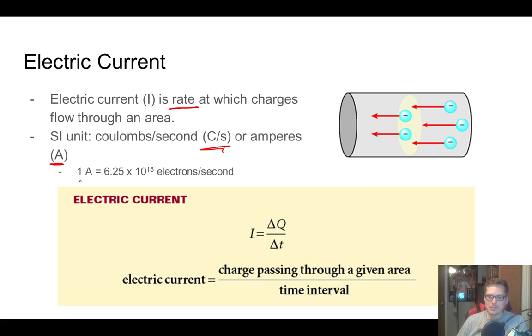And 1 amp is also equal to 6.25 times 10 to the 18th electrons per second. Essentially, all they did here was convert coulombs to electrons using the charge of an electron. Remember, the charge of 1 electron is 1.602 times 10 to the minus 19th coulombs. So here we've got the formula for electric current: current is equal to the change in charge over the change in time. It's essentially a rate of change, like velocity or anything else. It's the charge passing through an area in a given amount of time.